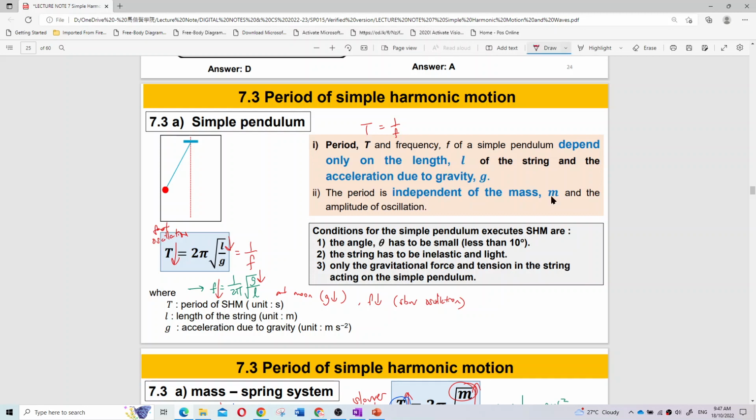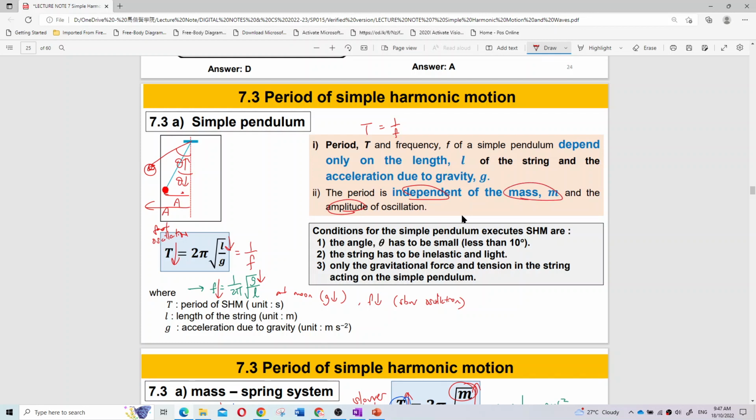Sama juga tadi kalau saya kasih besarkan dia punya theta itu, kasih besarkan berbanding dengan theta yang kecil. Atau itu maksudnya amplitude lah kan, amplitude. Betul tak? Adakah dia punya period akan ubah? No. No. Independent of amplitude.